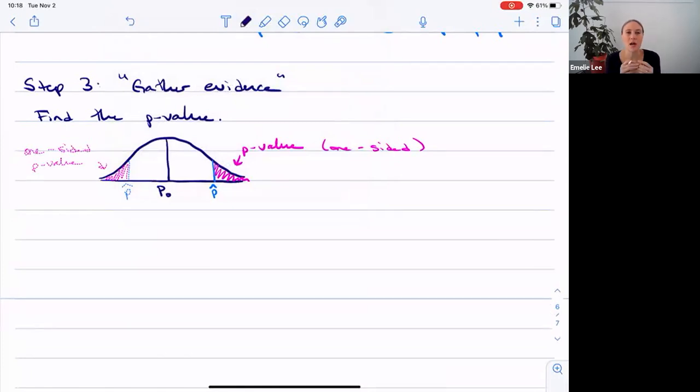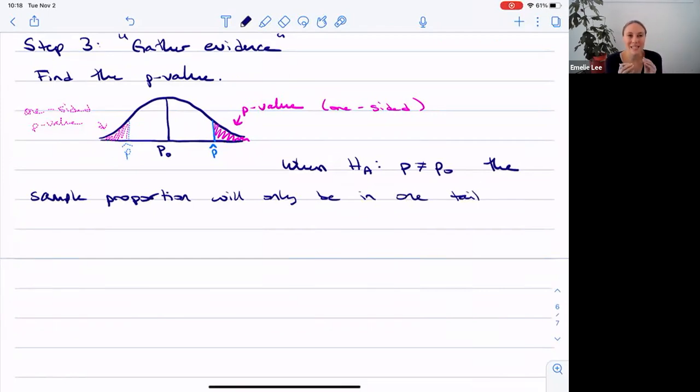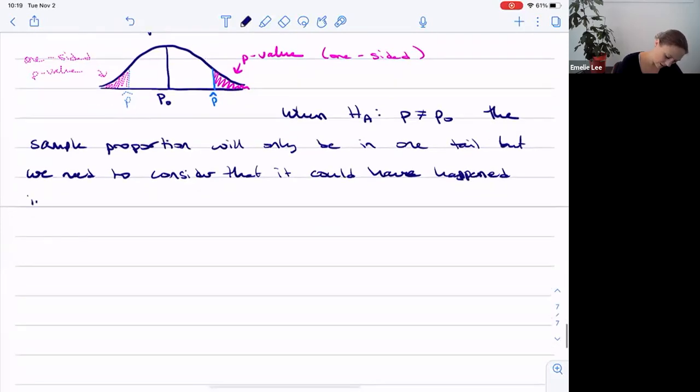Okay, and so when HA is that p is not equal to p naught, the sample proportion will only appear in one of the tails, but we need to consider that it could have happened in the opposite tail as well.